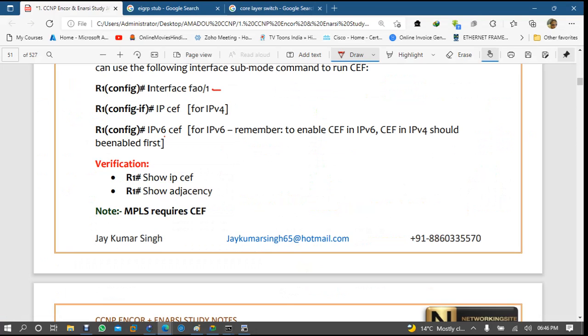So you can check whether your router is supporting CEF or not. And if we are talking about MPLS, those devices that do not support CEF, on those devices you cannot run MPLS. For running MPLS, CEF must be there, because MPLS forwards the data on the behalf of CEF.